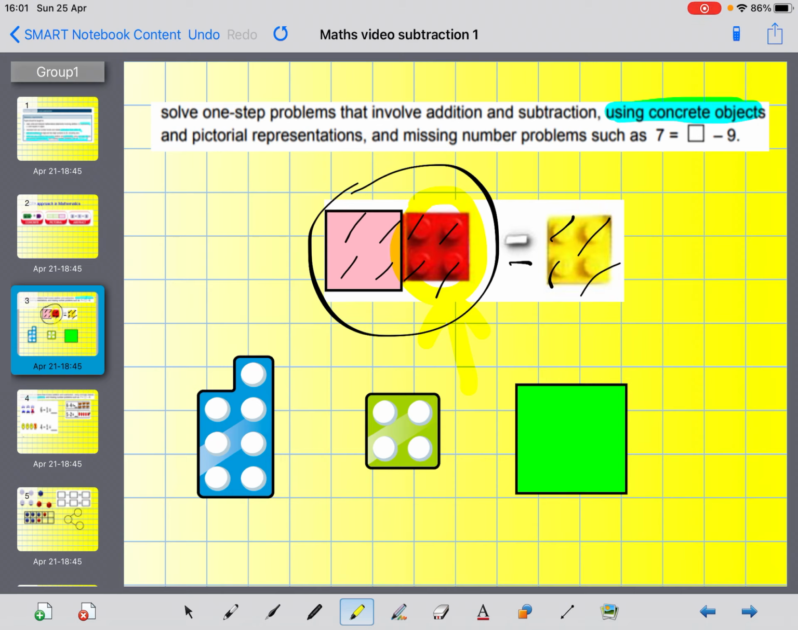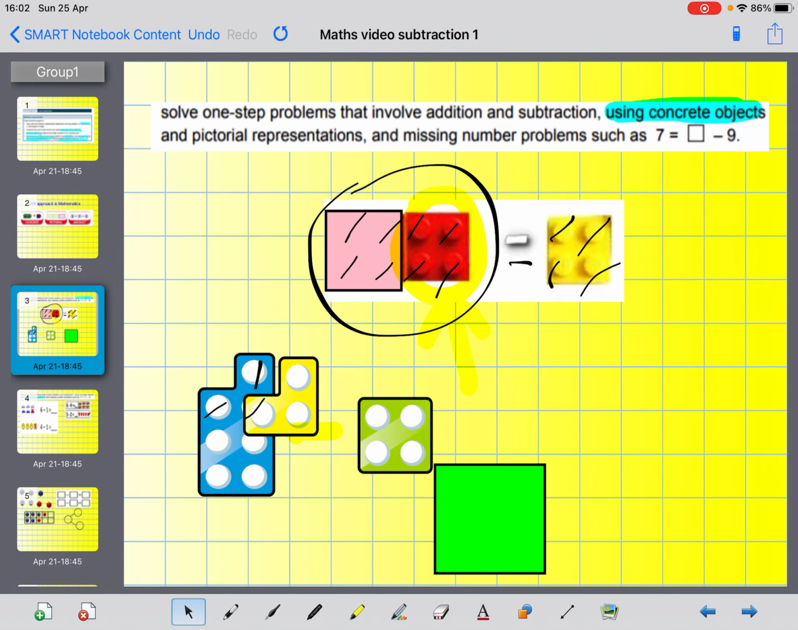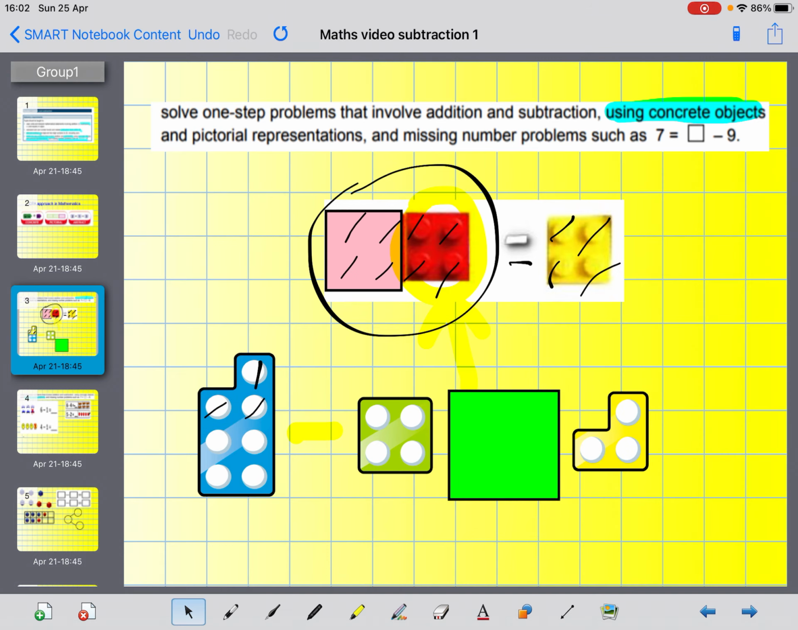Also, I might use the Numicon shapes. I've got here 7 Numicons, and I want to subtract 4, and I might put my Numicon shapes overlapping my biggest Numicon shape, and I can see the only ones left, 1, 2, 3. So I know 7 subtract 4, and I moved my object, and there are only 3 left, equals 3.